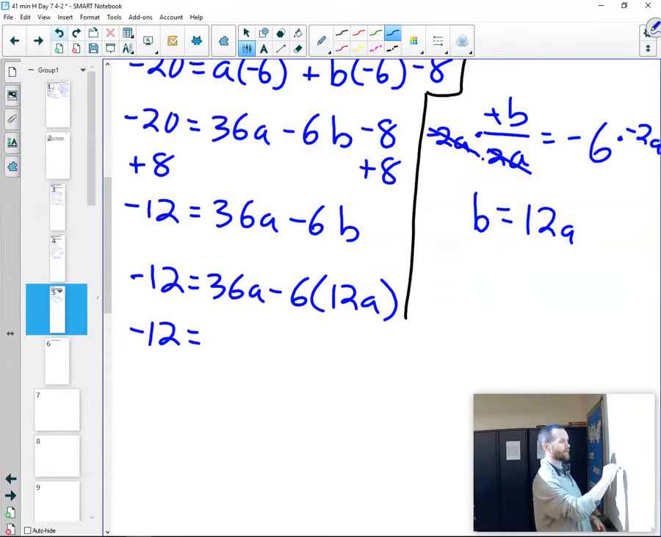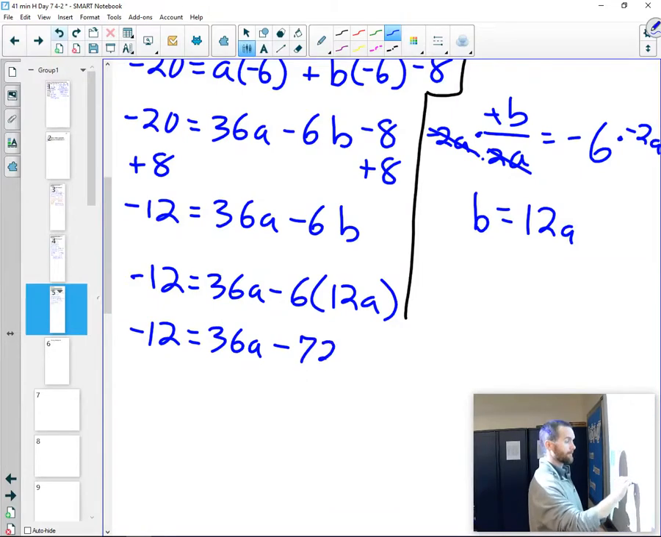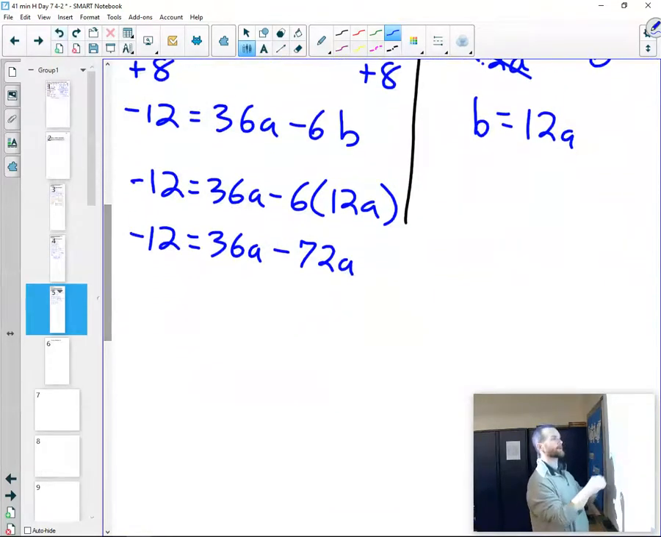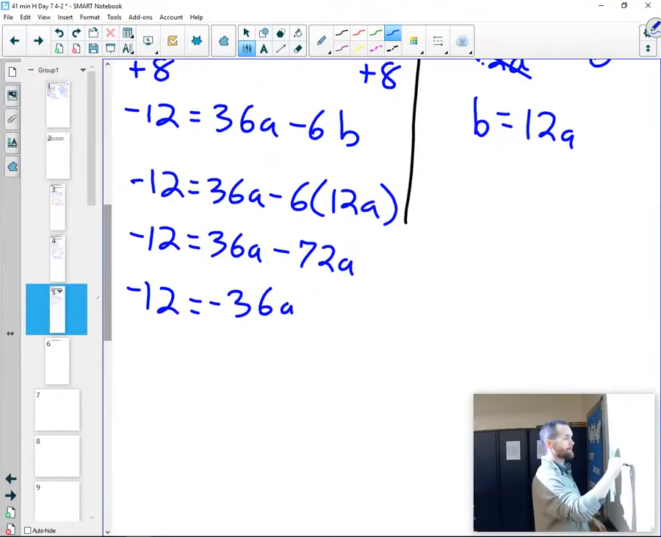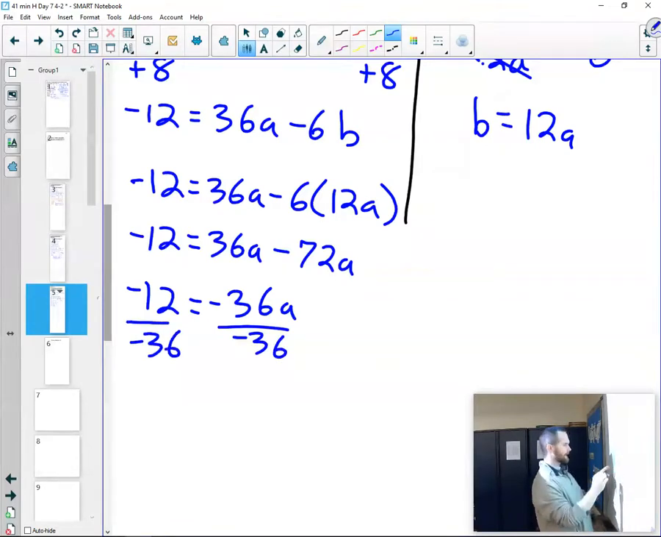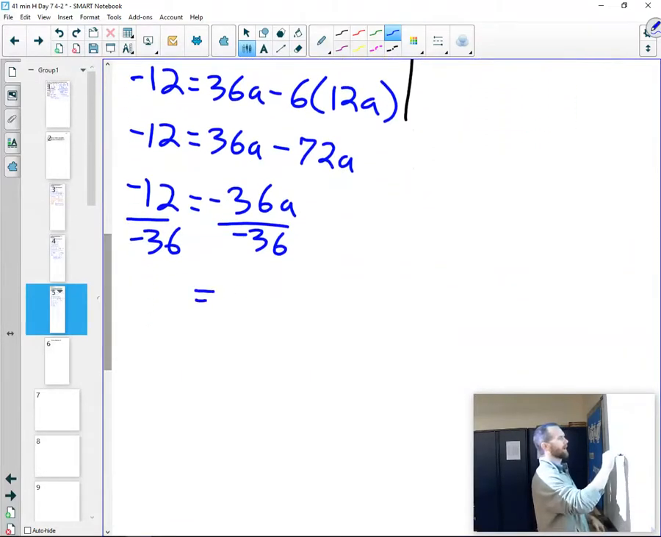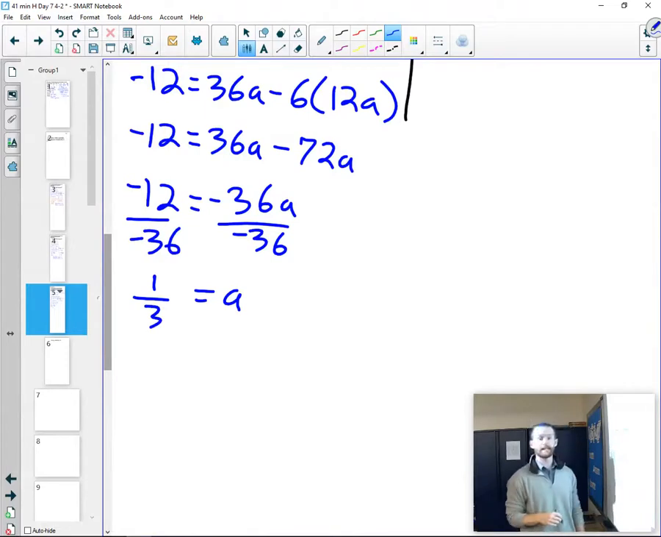Negative 12 equals 36a minus, let's see, 6 times 12 is 72a. Negative 12 equals, combine our like terms, 36 minus 72 is negative 36a. Then divide by negative 36 to end up with, well, it's going to be positive. 12 goes into both, so it's going to be 1 over 3. So we just get 1/3 equals a.